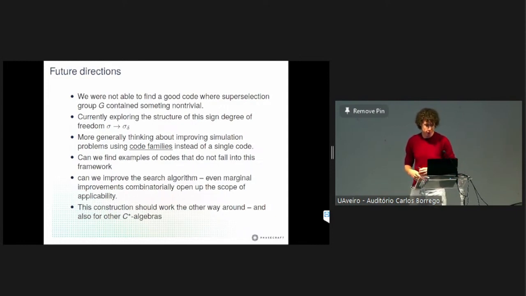Can we find examples of codes that do not fall into this framework? I mean, it's tricky, right? There's codes and then there's sort of contrived mappings, but anyways. Can we improve this search algorithm? And I should point out that this construction that I talked about, this greatest common multiple and then performing these descended representations, it should work the other way around, right? You should be able to do it qubits to fermions instead of fermions to qubits. The machinery all remains the same. It's relatively symmetric.